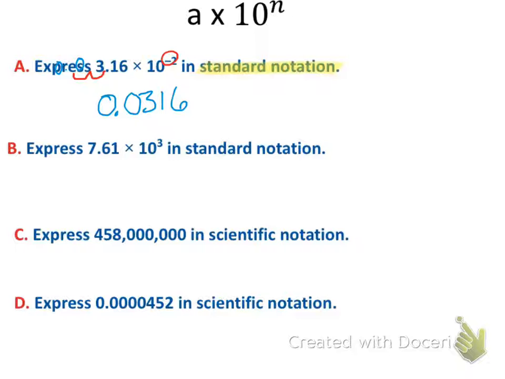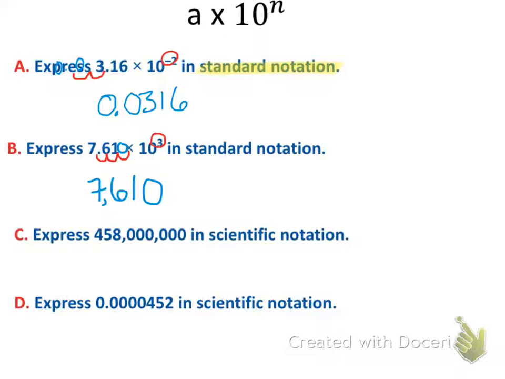How about this one? 7 and 61/100ths times 10 to the third. So it's to a positive exponent, so I'm going to move my decimal to the right, making it a big number. 3 spaces. Okay, so that would be 7, 6, 1, 0. And then I just need to fill in my commas. Remember, a comma goes every 3 spaces. So this is 7,610.